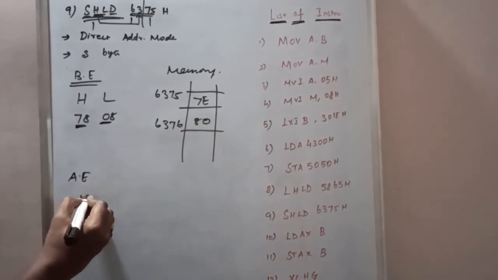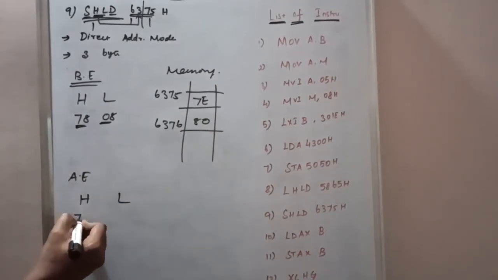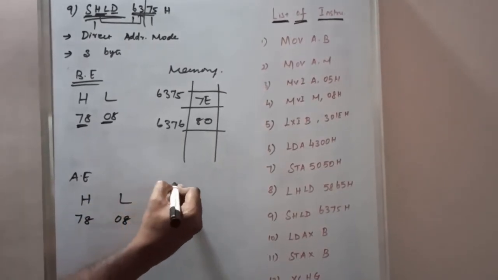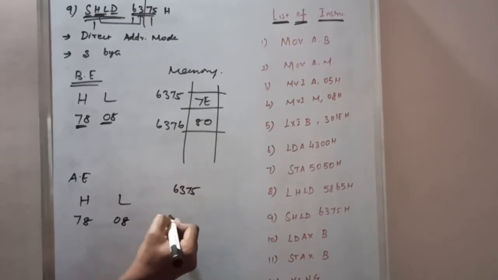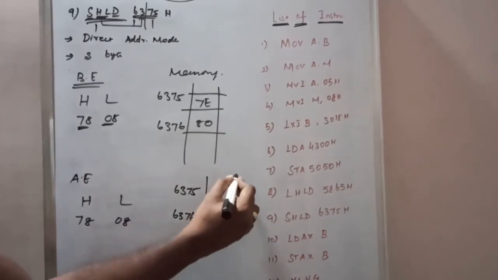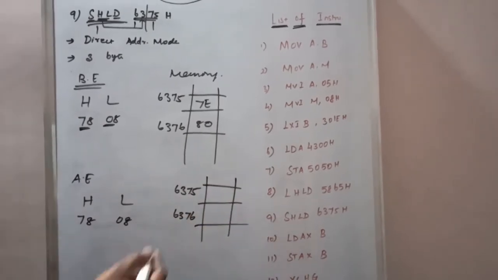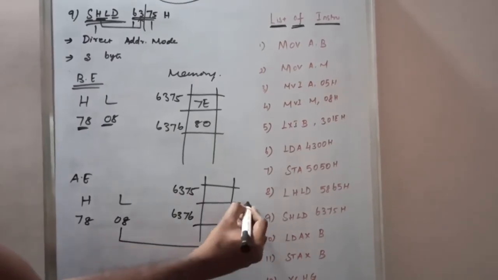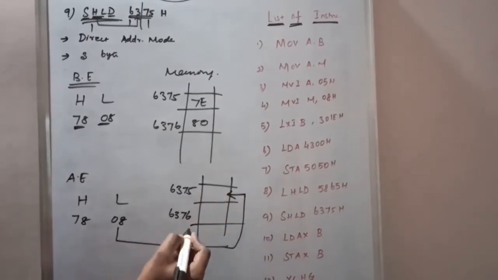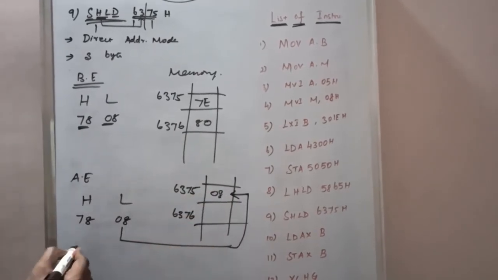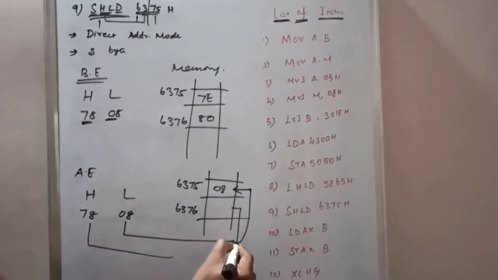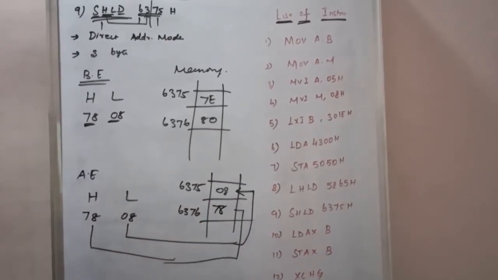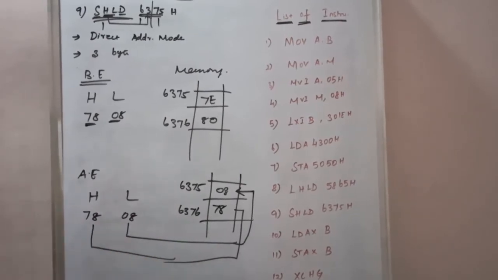After execution, H and L maintain the same value, because they are the source content. Source content never changes. So memory 6375 and 6376 now carry the new values. The L register content, 08, is moved to the first memory location, and 78 is moved to 6376. Now it is storing the new value obtained from the HL pair register.